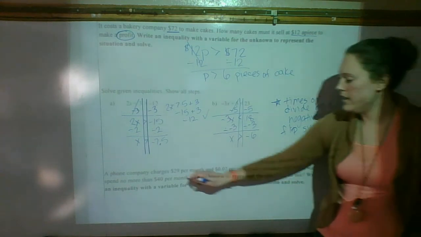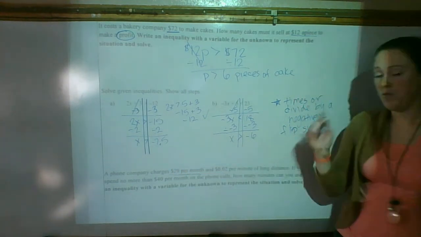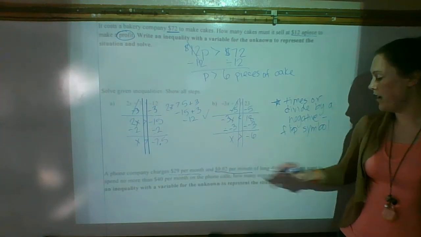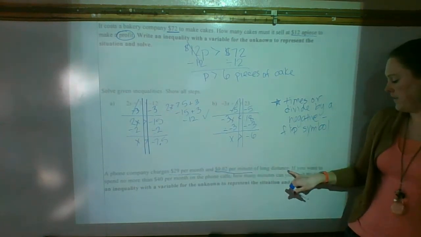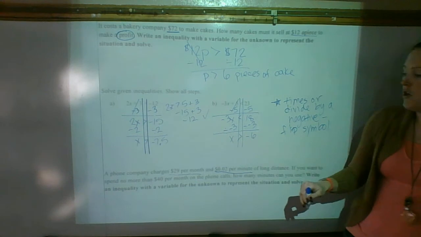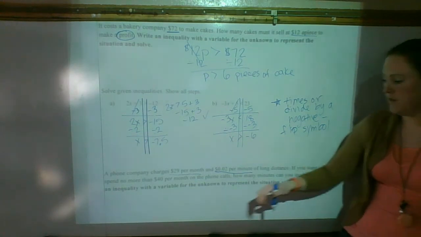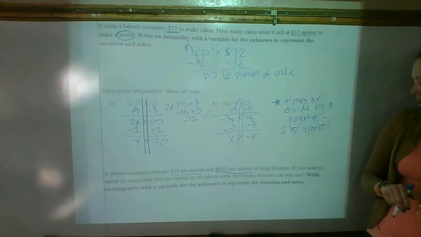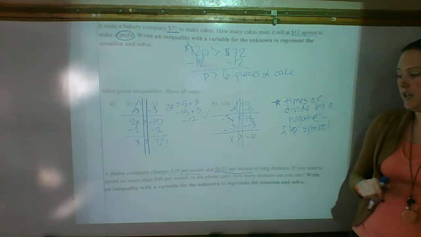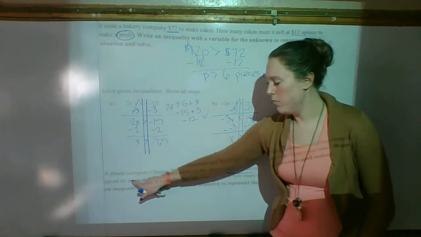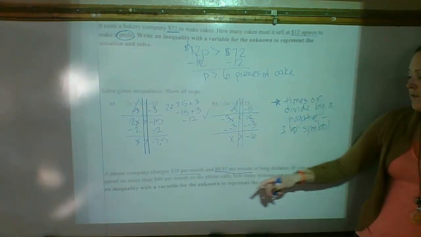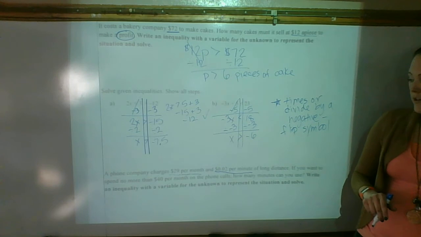Our phone company charges $29 per month. So that is a one-time flat fee that they're giving me. And then it's 2 cents for every minute of long distance phone calls after that. If you want to spend no more than, so that means my maximum, is $40 per month on the phone calls, how many minutes can you use? Write an inequality, inequality being the no more than, so I want something the same as less than 40, with a variable for the unknown to represent my situation.